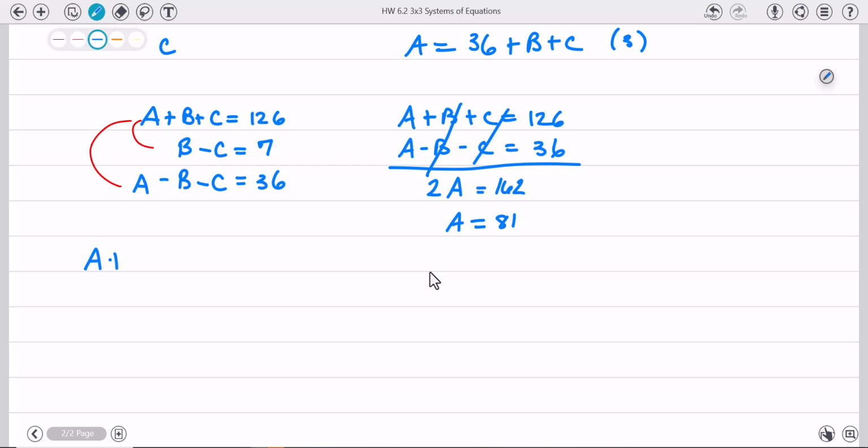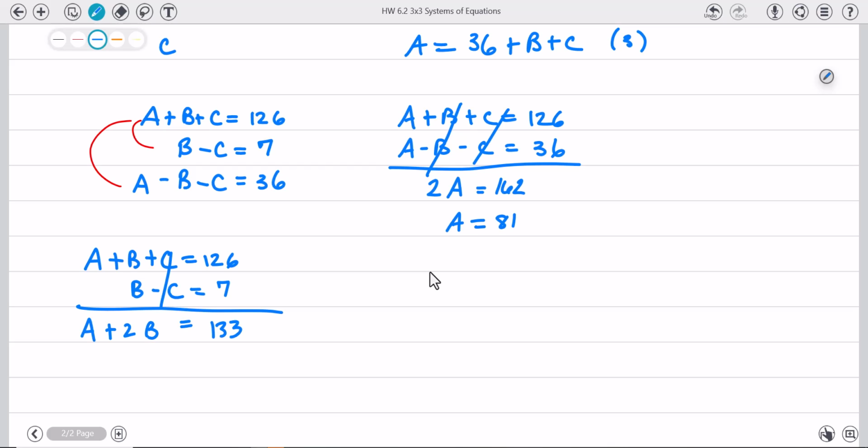So if I have A plus B plus C equals 126, and then B minus C equals 7, I can see the C's cancel. So I have A plus 2B, and then 133. Well, I know what A is. I found that over here is 81. 133, and so if I subtract 133 minus 81, I get 52. So now I know my B is 26.